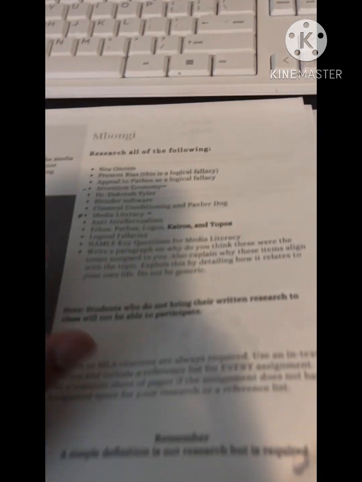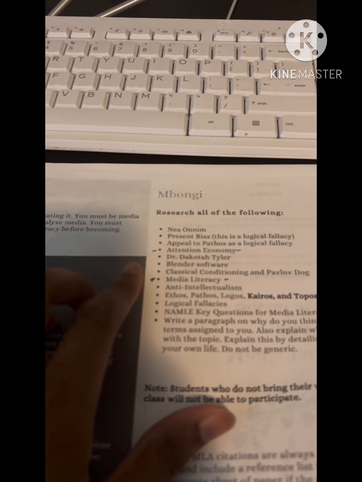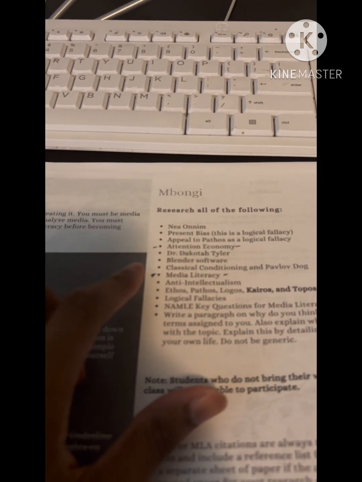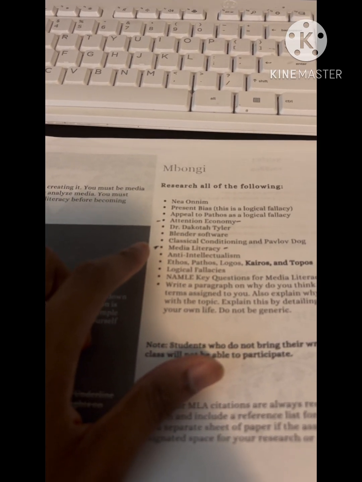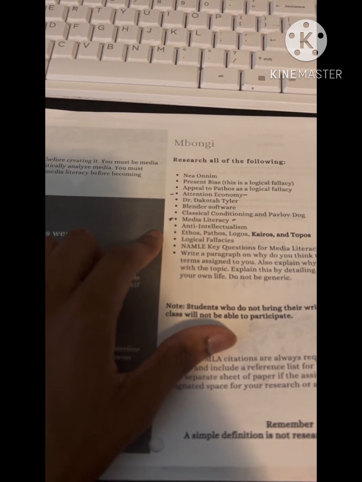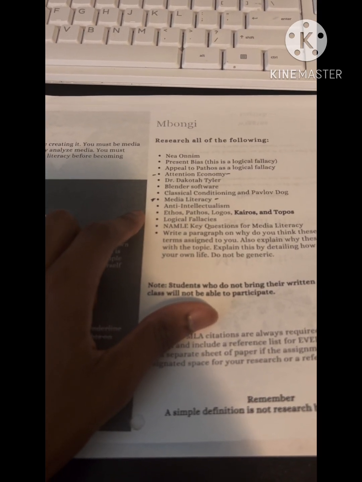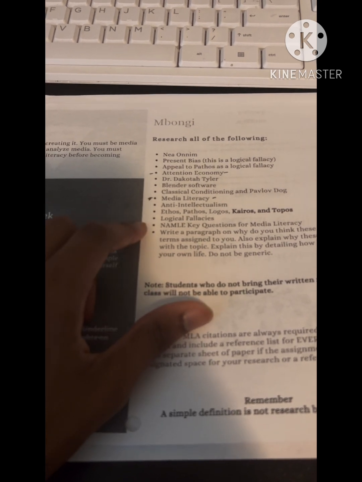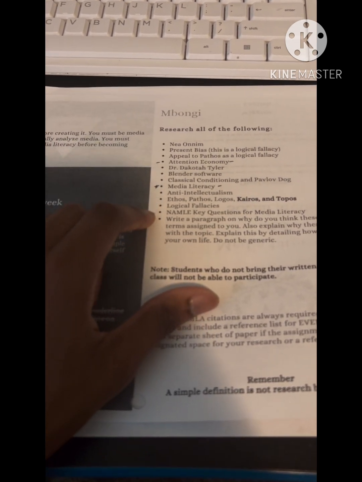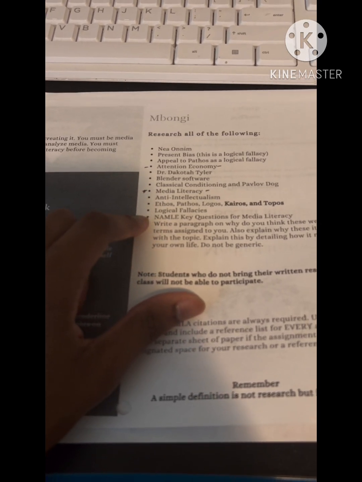I'm sorry. And then it says here: present bias, logical fallacy, appeal to pathos as a logical fallacy, attention economy, Dr. Dakota Tyler, Blender software, classical conditioning and Pavlov's dog, media literacy, anti-intellectualism, ethos, pathos, logos, chaos, and topos, logical fallacies. And then we have NAMLE, key questions for media literacy.